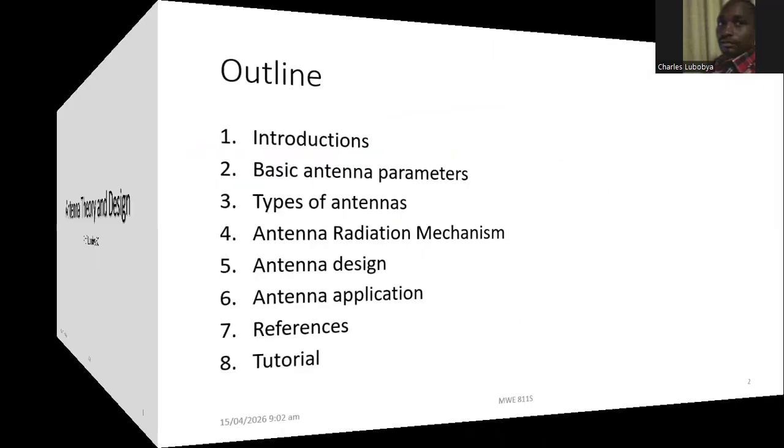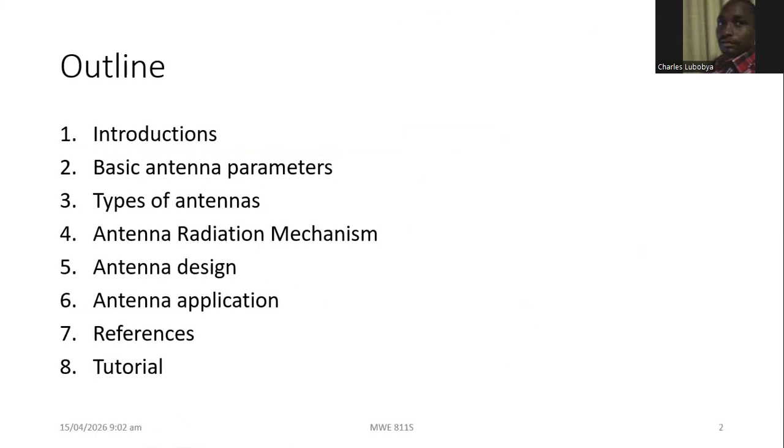The presentation outline will cover a number of things today. Number one, we'll look at basic antenna parameters, after we've done the definition of what antennas are and what antennas are not. Then we'll look at types of antennas, antenna radiation mechanism, antenna design, and where we can apply these antennas in our communication systems.